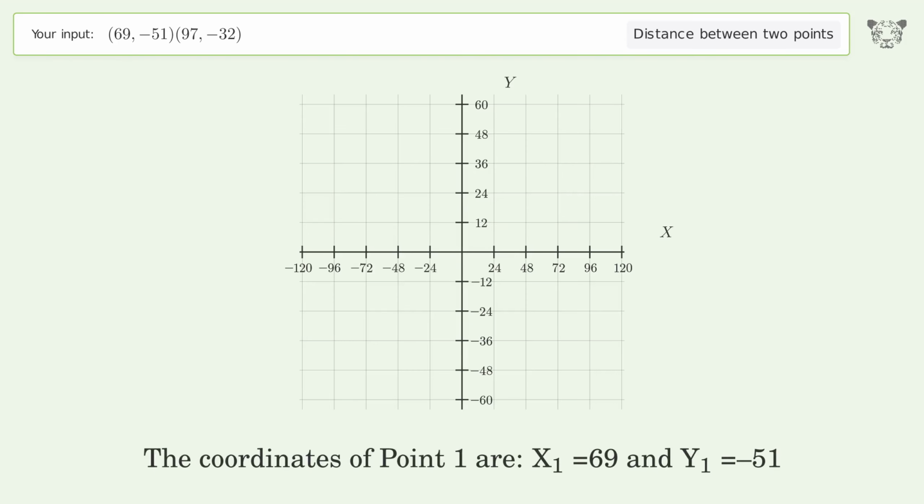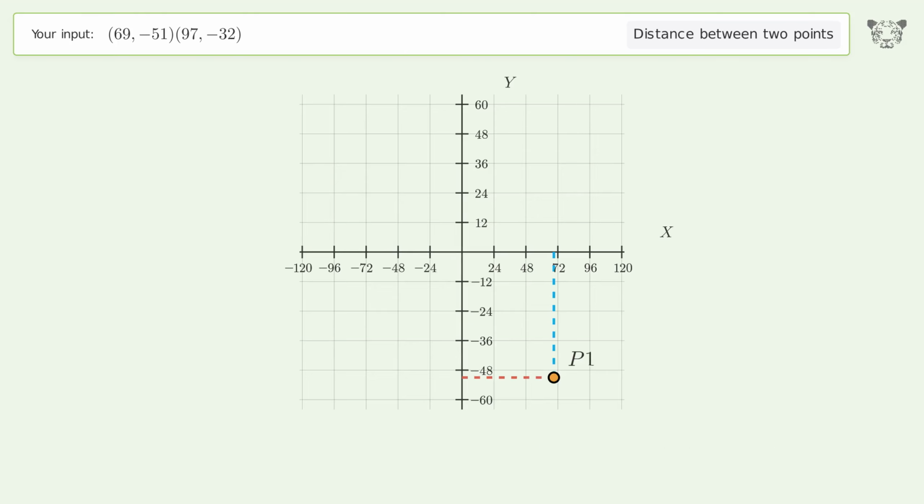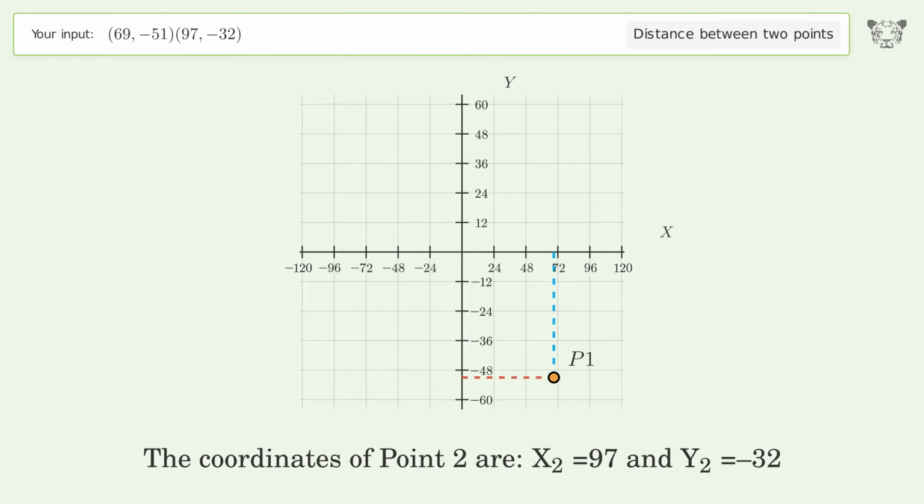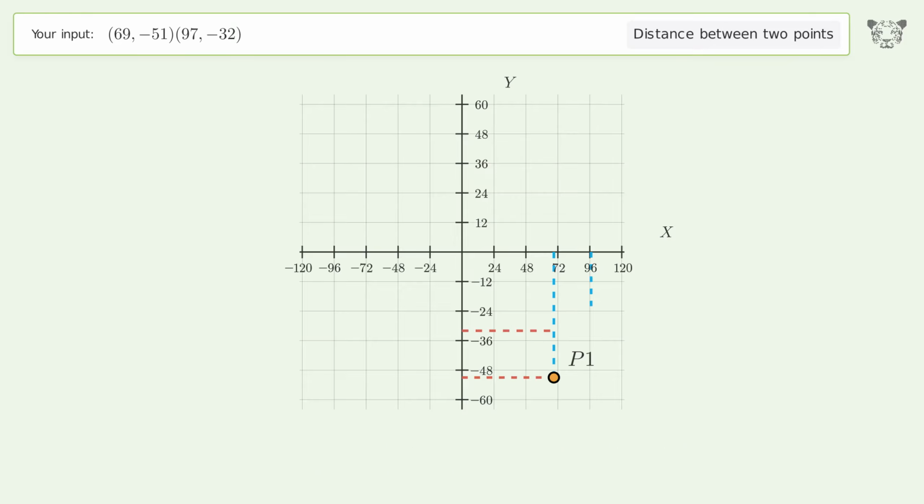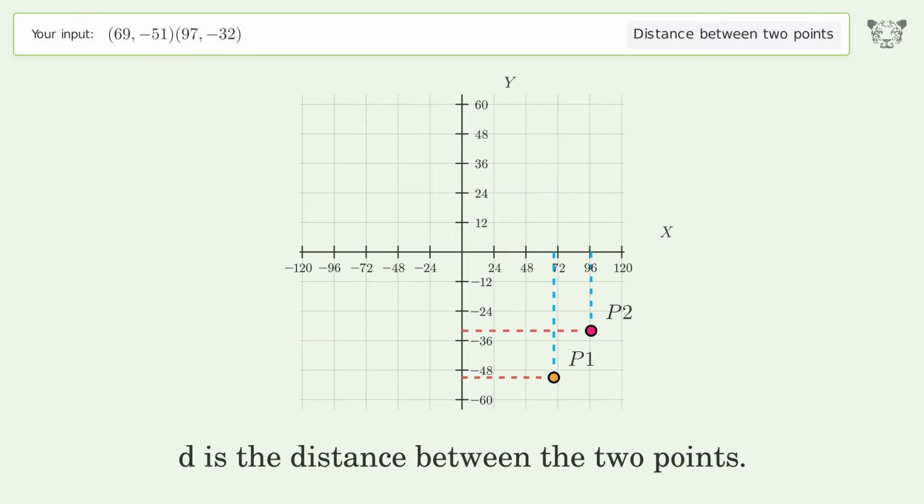The coordinates of point 1 are x1 equals 69 and y1 equals negative 51. The coordinates of point 2 are x2 equals 97 and y2 equals negative 32. D is the distance between the 2 points.